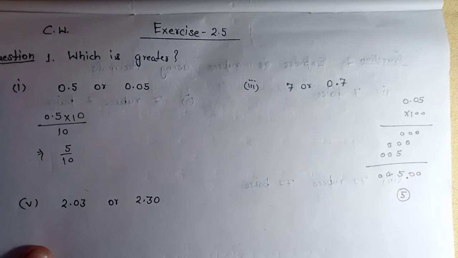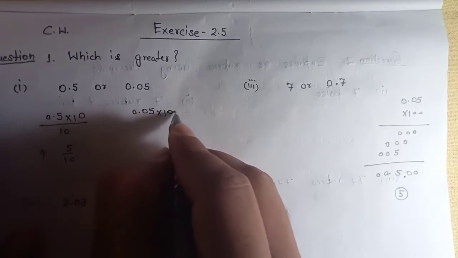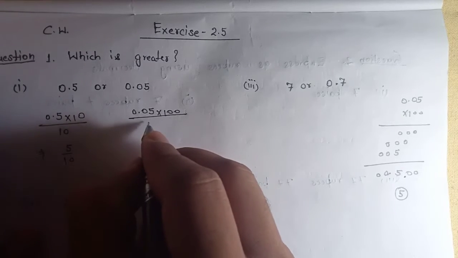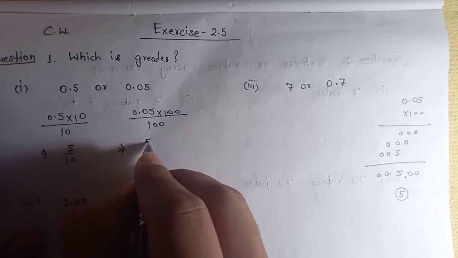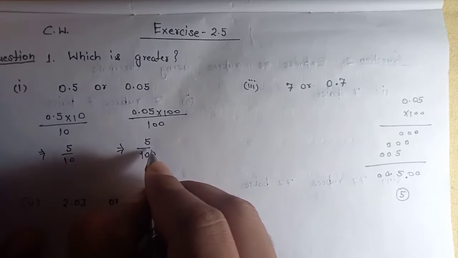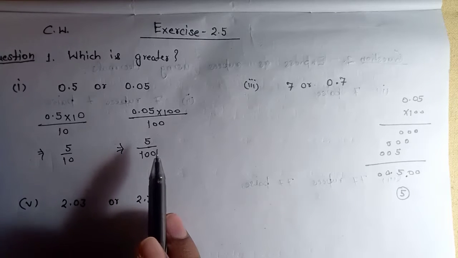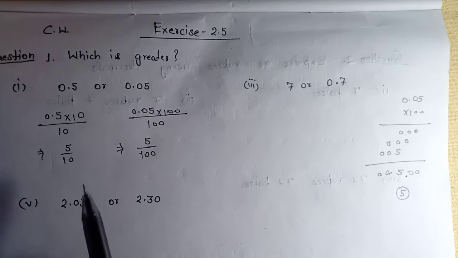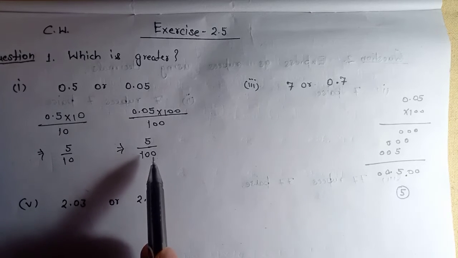So eventually the fraction becomes 5 upon 100. So multiply the 0.05 by 100 and divide by 100, both the things you have to do, and you get 5 upon 100. Now out of 100 parts you are selecting 5, and out of 10 parts you are selecting 5. This is half of the total, and this is 1/20th of the total.